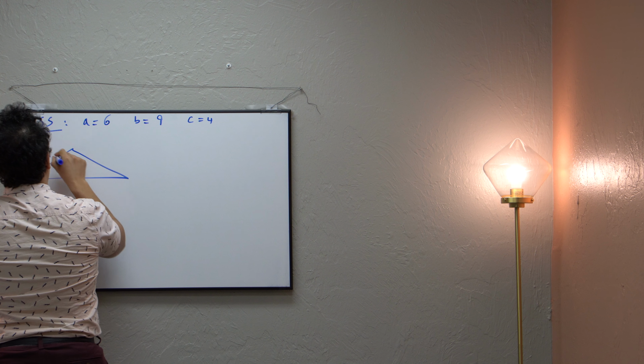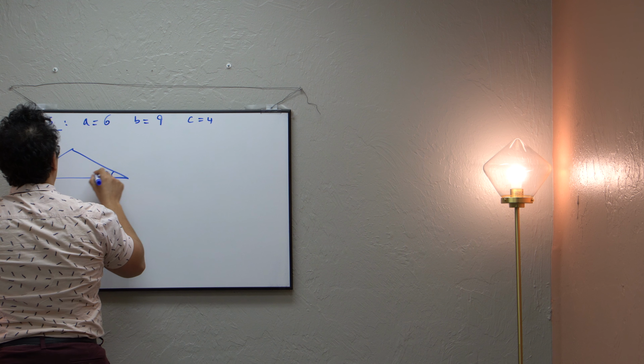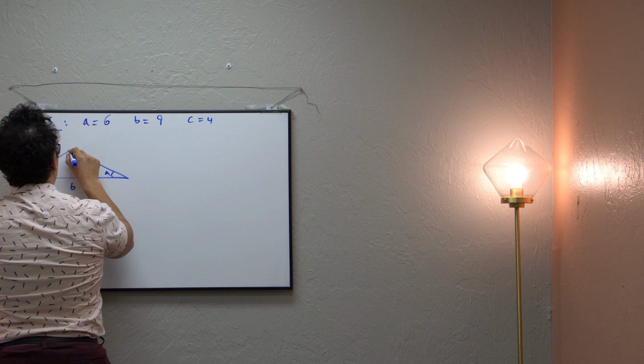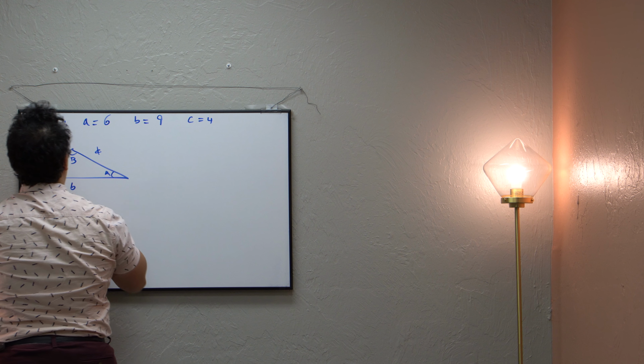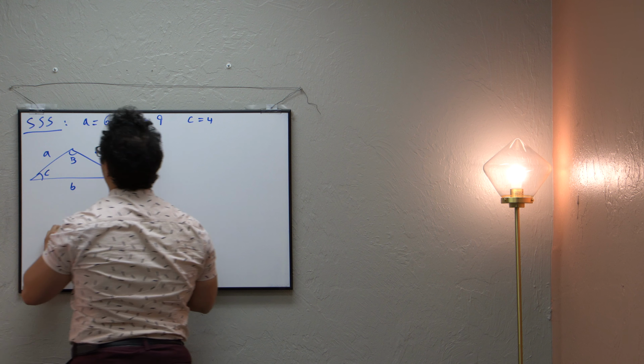Let's call this little a, meaning this is capital A. Let's call this little b, meaning this is capital B. And let's call this little c, meaning this is capital C. We know a is equal to 6, b is equal to 9, little c is equal to 4. So we only have the side lengths, no angles. We can use the law of cosines to solve for the angles.